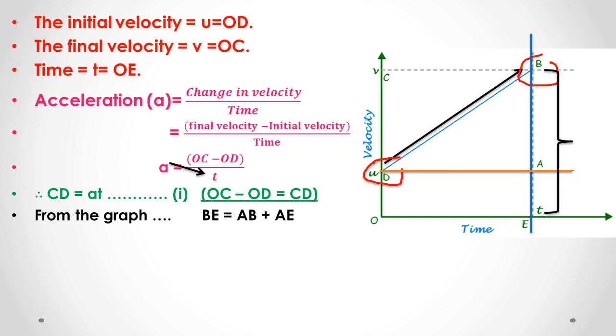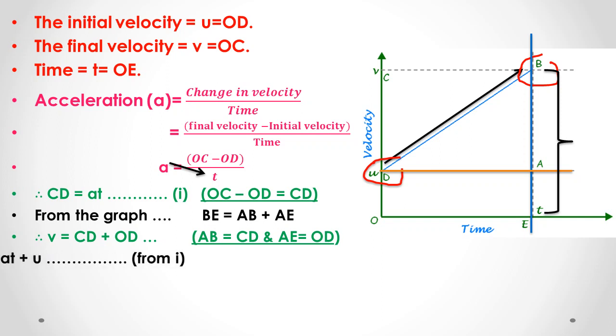Okay, BE is equal to AB plus AE. Therefore V, or velocity, is equal to CD plus OD, right? Why? Because AB is equal to CD and AE is equal to OD. That means in place of AB we can write CD, and in place of AE we can write OD, because both are equal. Therefore V is equal to AT plus U.